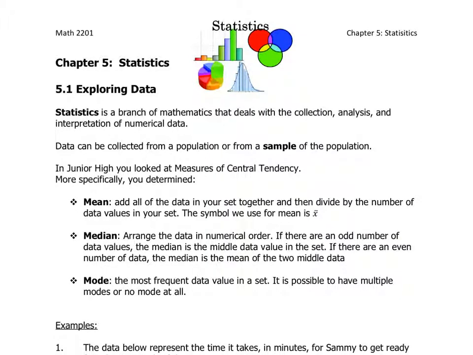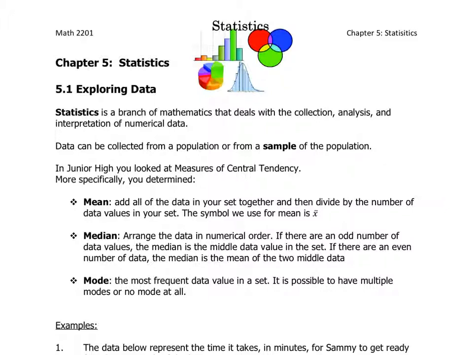Okay, Chapter 5 is on statistics, and Section 5.1 is on exploring data. Statistics is the branch of mathematics that deals with the collection, analysis, and interpretation of numerical data. The data can be collected from a population or a sample of the population. If it's collected from a sample, for the statistics to be reliable, the sample should be representative of the population.